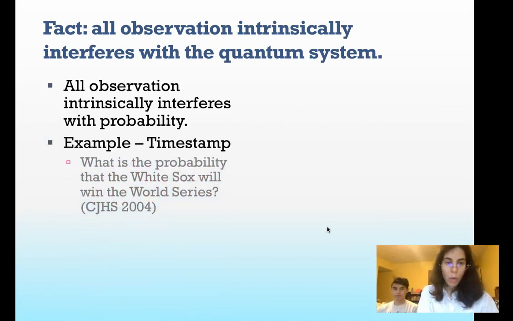For instance, when I was teaching Algebra 1 and basic probability, I put on my worksheet, what's the probability that the White Sox would win the World Series? And I gave people sports stats and they figured it out.